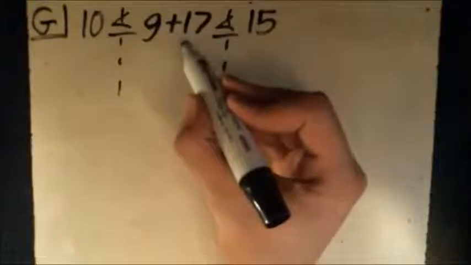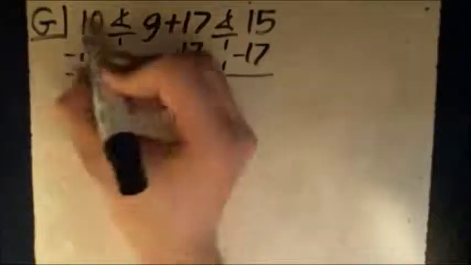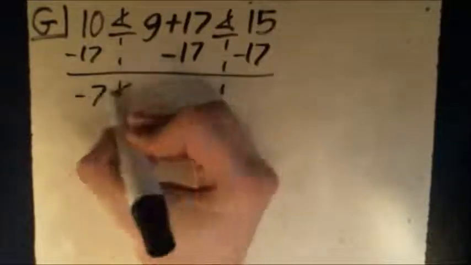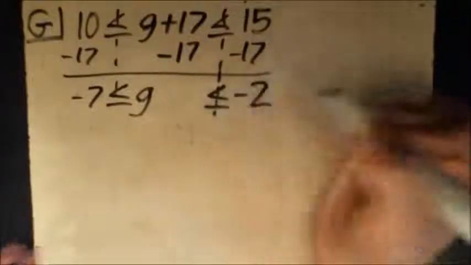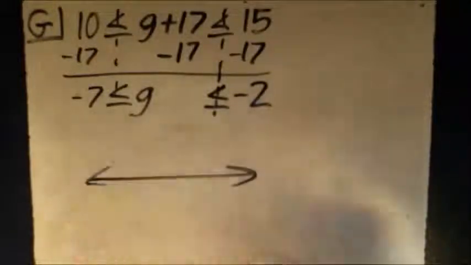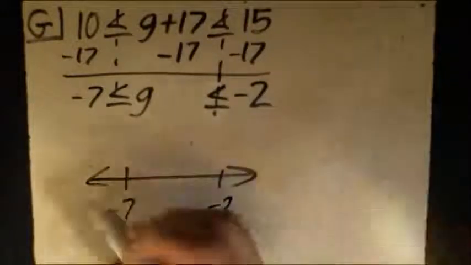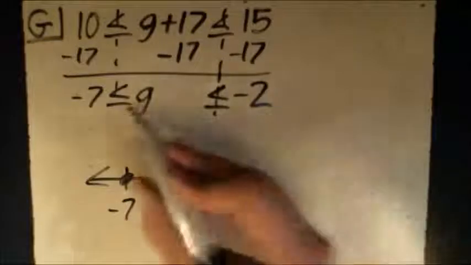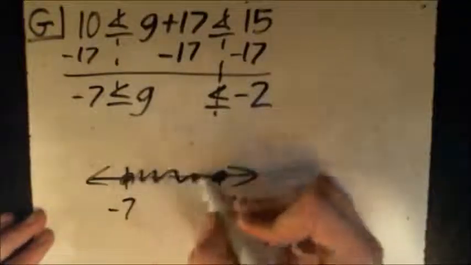So I want to get rid of this positive 17. So I'd have to subtract 17 from all 3 sides. So what I end up with is 10 minus 17 is negative 7, is less than or equal to G, which is less than or equal to negative 2. So when I graph this, the bright side is when you've got these combined inequalities, it makes it really easy to graph, because I've got negative 7 here, negative 2 here, closed circle, and whenever it's set up like this, it's always going to be shade in between. So I've got my 2 dots, so I'm going to shade in between.